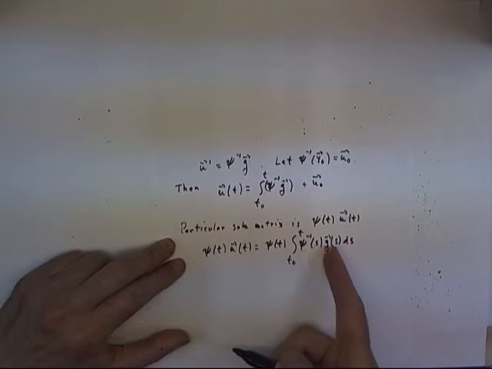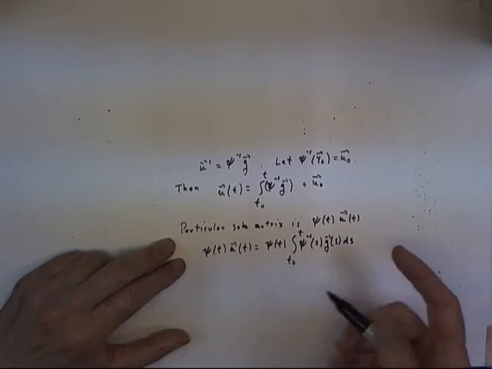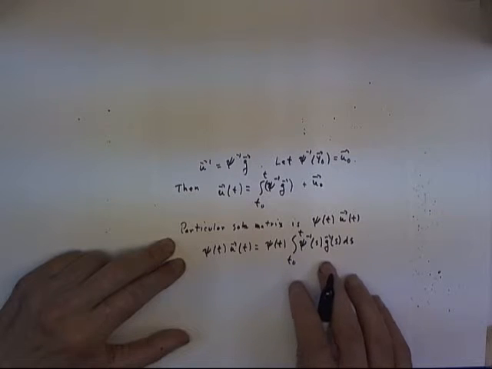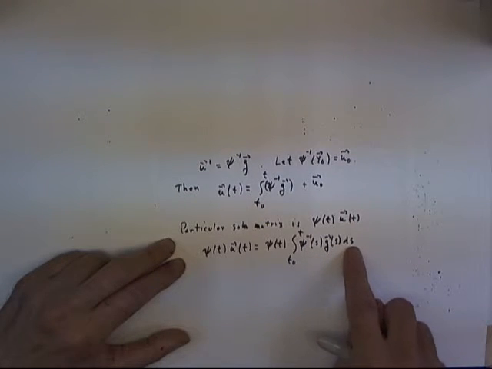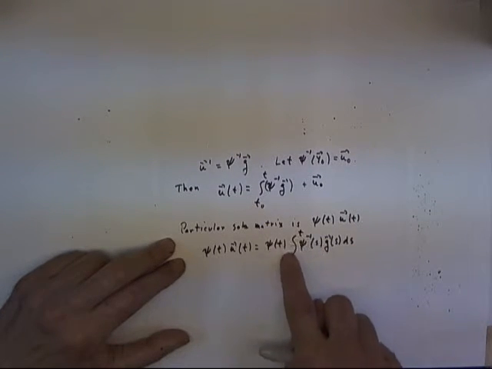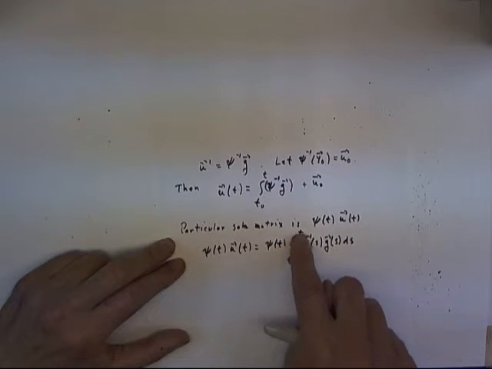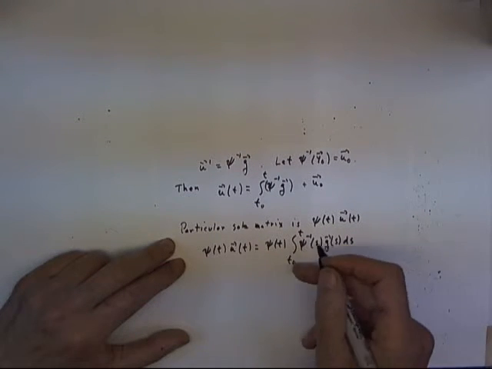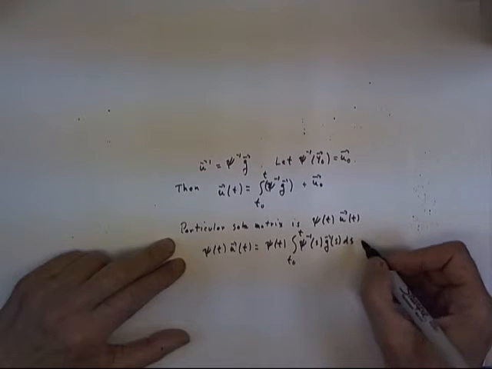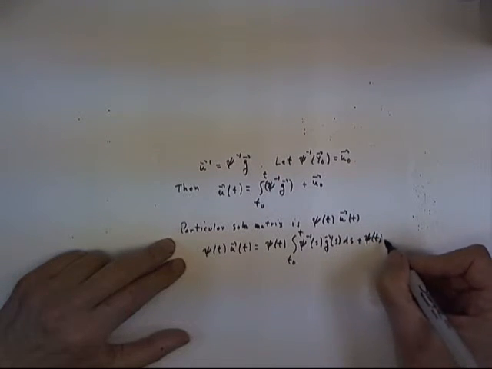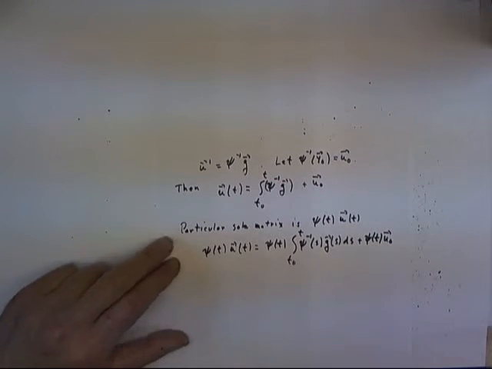So in this integral, now we have the dummy variable in here, so we can see what we need to integrate with respect to, and we could use any letter in here. We don't want to use t because t is part of the limit of the integration. And then we add psi of t times u naught.